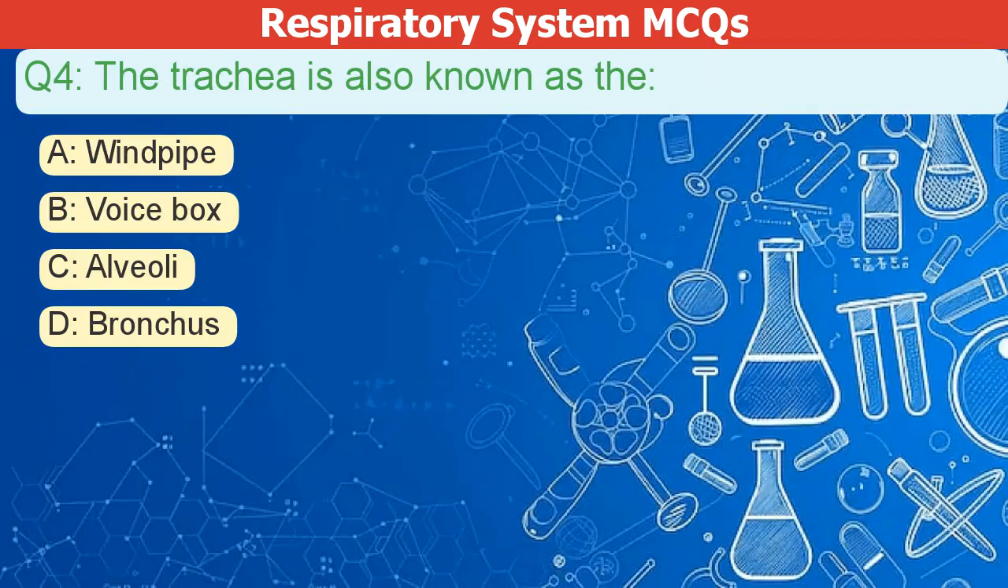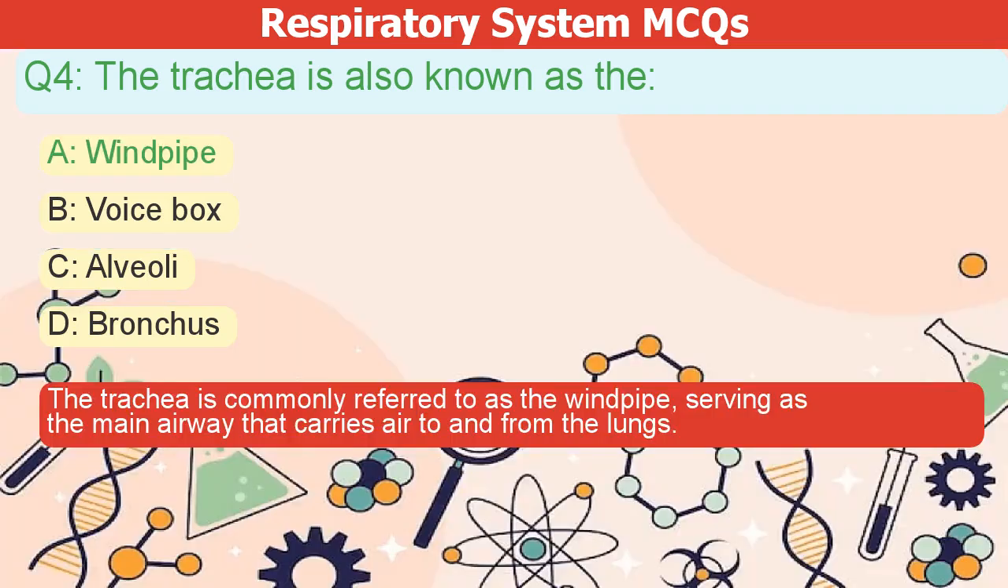The trachea is also known as the A. Windpipe. B. Voice box. C. Alveoli. D. Bronchus. The correct answer is A. The trachea is commonly referred to as the windpipe, serving as the main airway that carries air to and from the lungs.